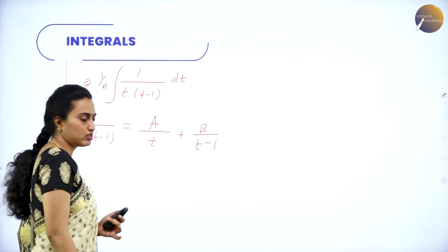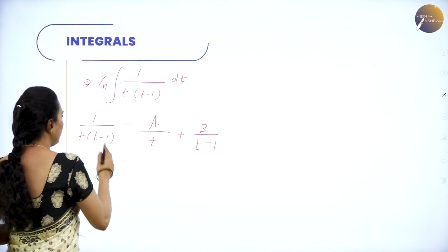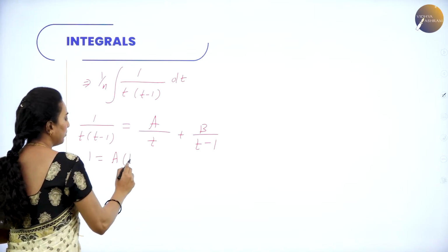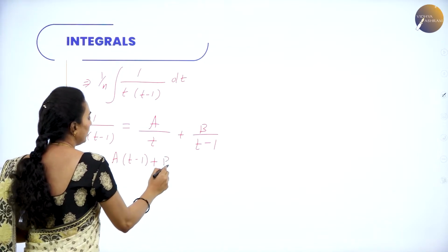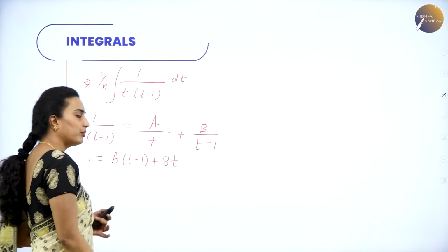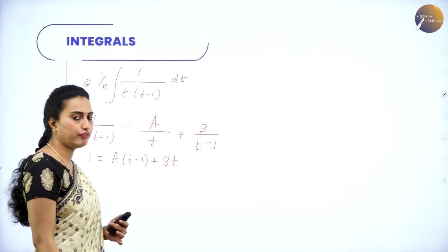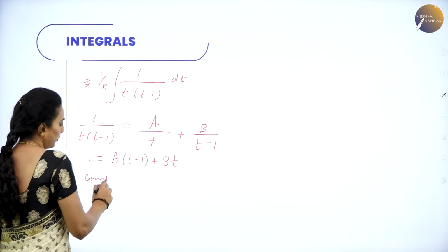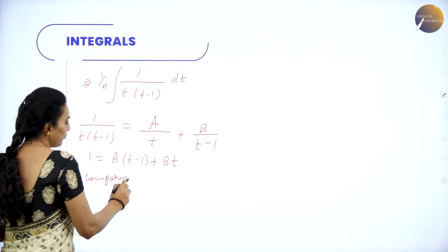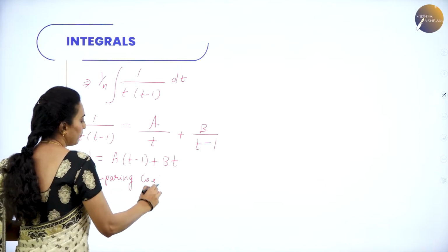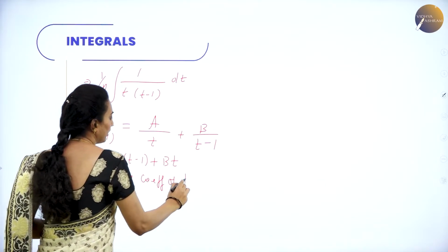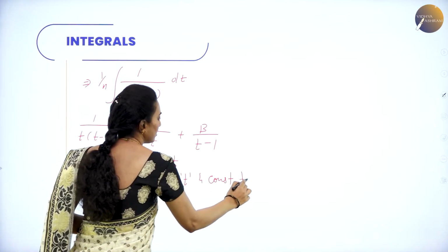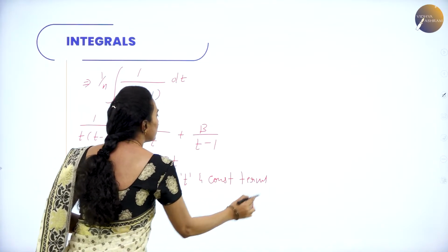A little lengthy process is this. So here again multiplication throughout by the denominator, remaining is 1 is equal to a into t minus 1 plus b into t. Now here you can compare the coefficient of t and the constant terms. So comparing coefficient of t and constant terms. Okay.